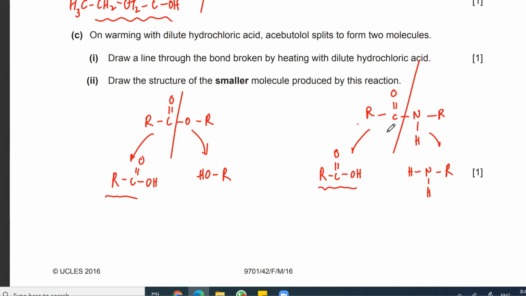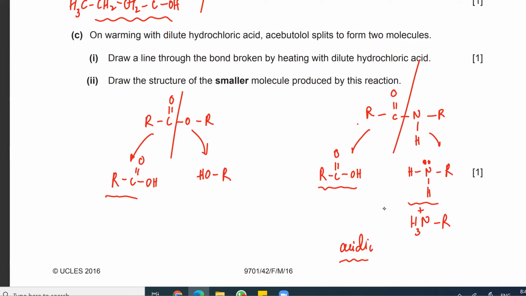One of them is a carboxylic acid, the other one is an amine. But obviously, in acidic and alkaline hydrolysis, the difference is that if you have an acidic hydrolysis, you're going to get a carboxylic acid, but you're not going to get an amine. Instead, the lone pair on N will accept an H+. So you will probably get R and NH3+. Is that clear?